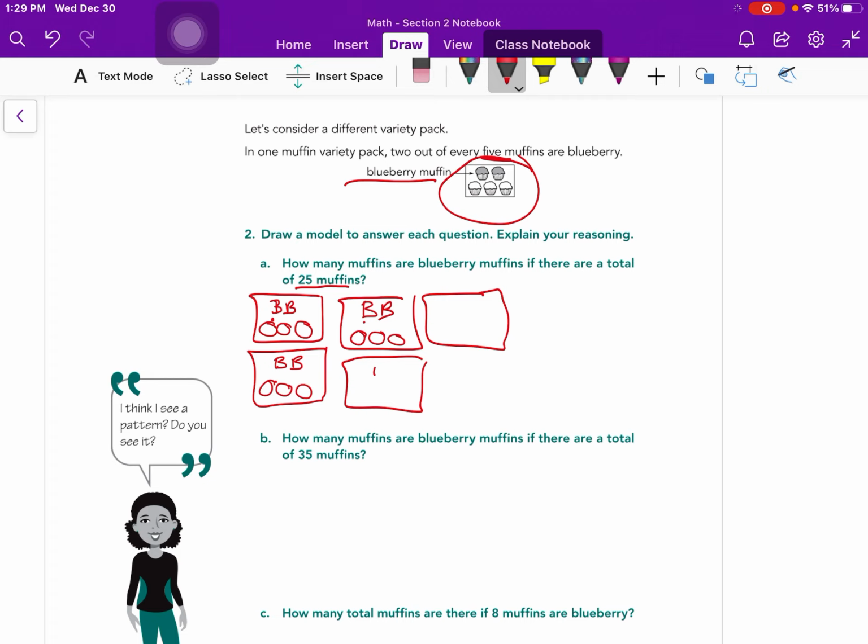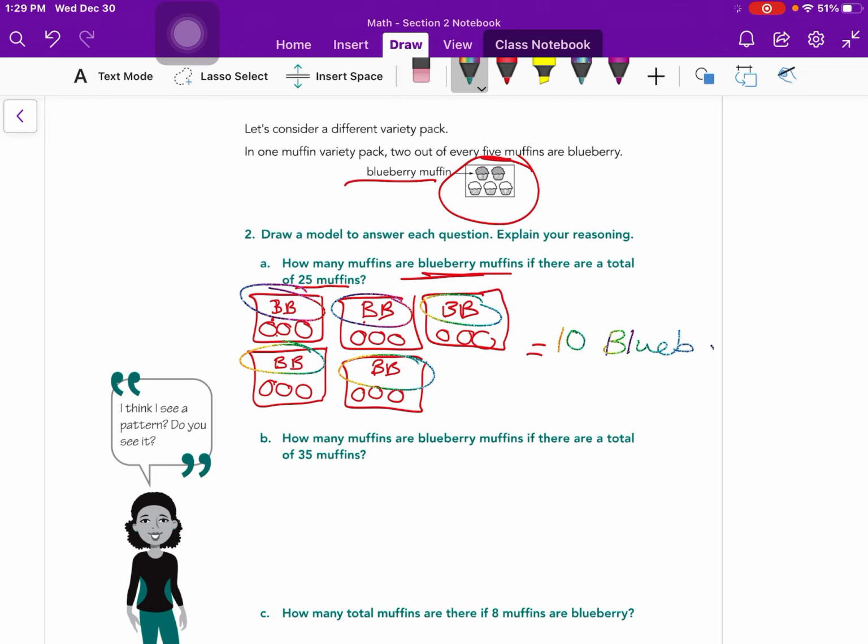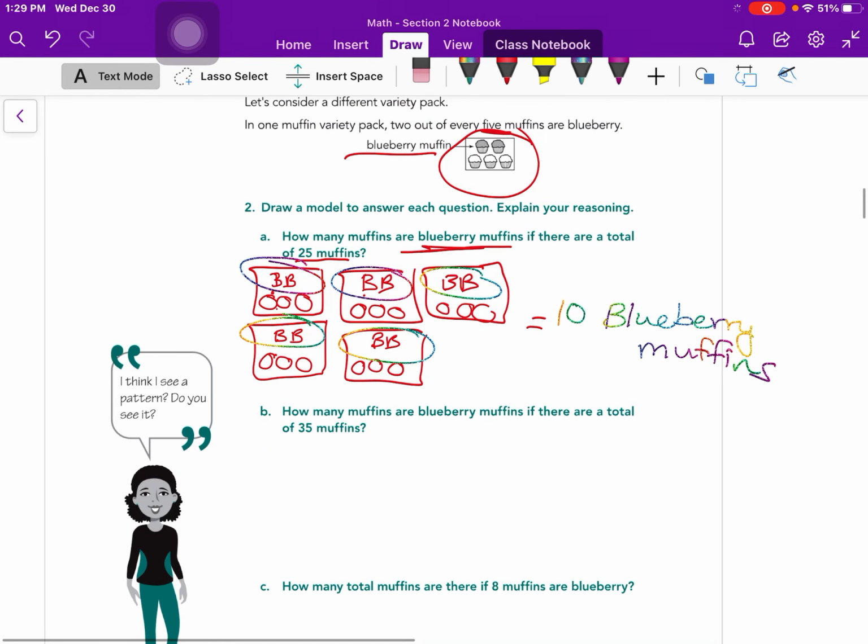And all I'm doing is redrawing the picture that's up at the top. But I have to draw it according to my problem, which says there's 25 muffins total. So 5, 10, 15, 20, 25. And it says how many blueberry muffins are there. Okay, well, if I add up just the blueberry muffins, 2, 4, 6, 8, 10. I would then have 10 blueberry muffins. Sounds pretty tasty right about now.